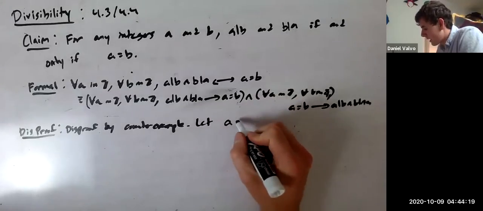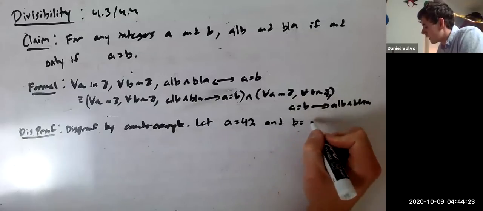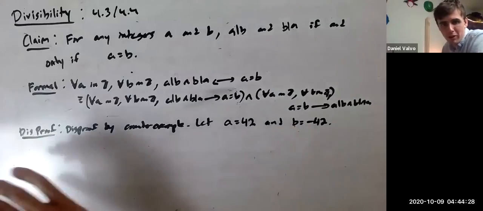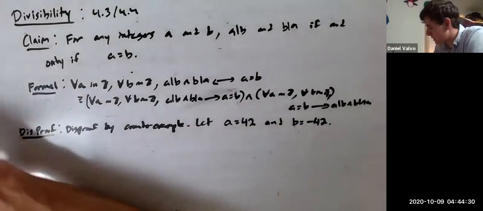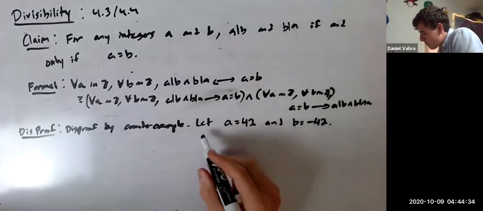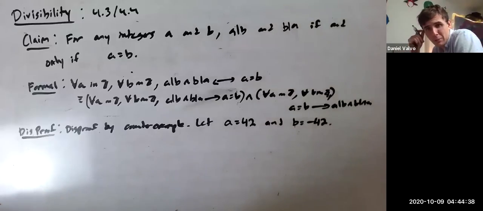Let A equal 42 and B equal -42. We could have done the other way around with B equal -42, A equal 42, it does not matter. What's the first thing we do, after we pick out the things we use in a counterexample, in every counterexample proof?